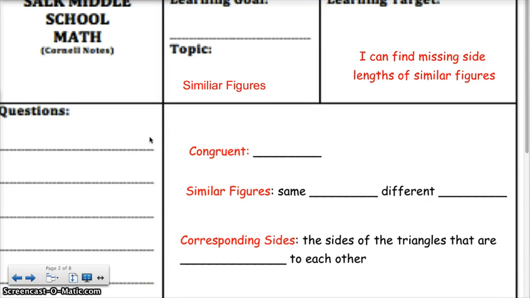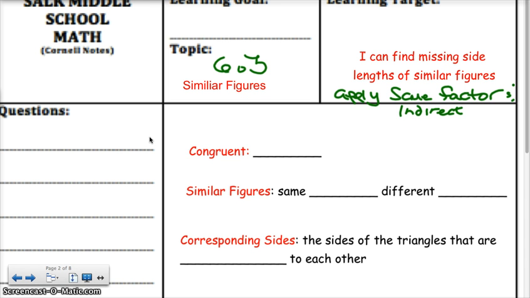Right, we are going on to lesson 6.3. In 6.3, you are going to find missing side lengths of similar figures. That's your learning target. You are also going to apply scale factors, and you're also going to be able to apply indirect measurement, it's called. You have a lot of concepts you're going to apply today.